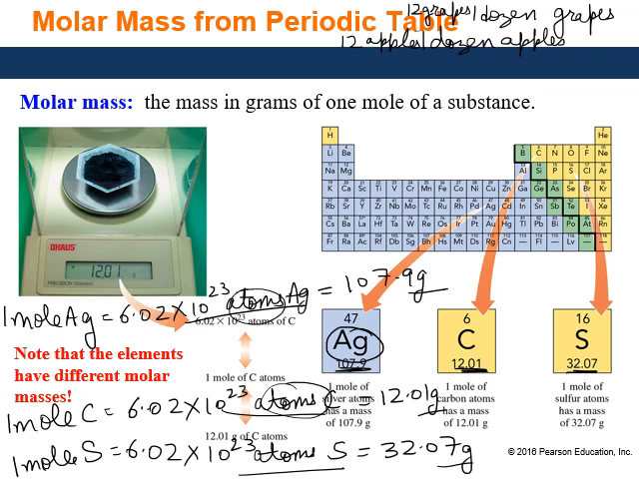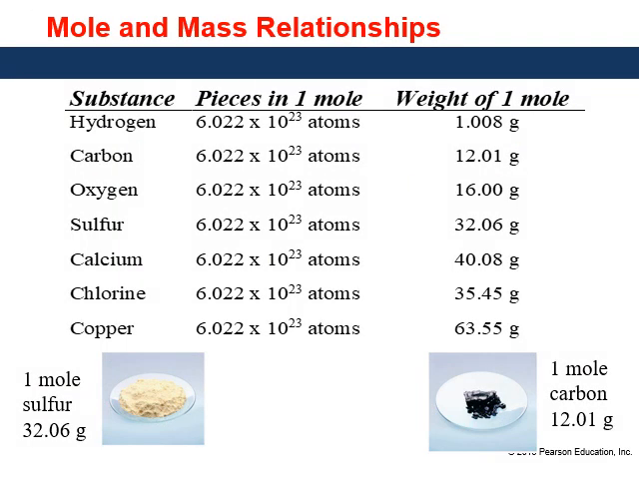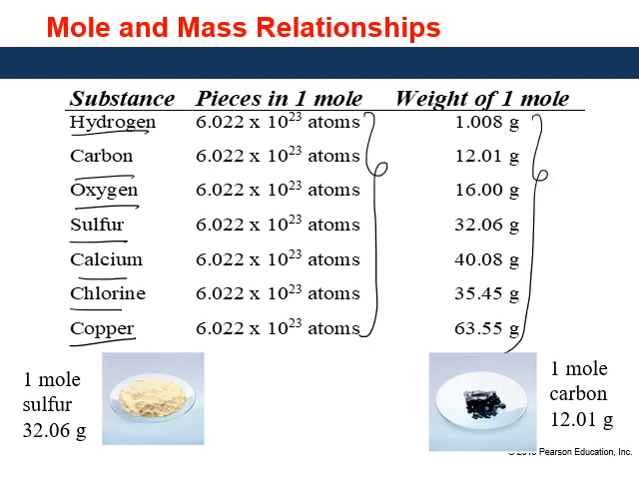So this is molar mass of an element or an atom. This kind of shows you the same example. If you have hydrogen, carbon, oxygen, sulfur, calcium, chlorine, copper, these are all atoms of the substance. So you have the same number of atoms, but they will all weigh different. They look different. For example, 1 mole of sulfur is 32 grams. It looks like this. 1 mole of carbon is 12 grams. Looks like this. Even though they have the same number of atoms, they look different. They have different mass. Why? Because each unit in there has a different mass.